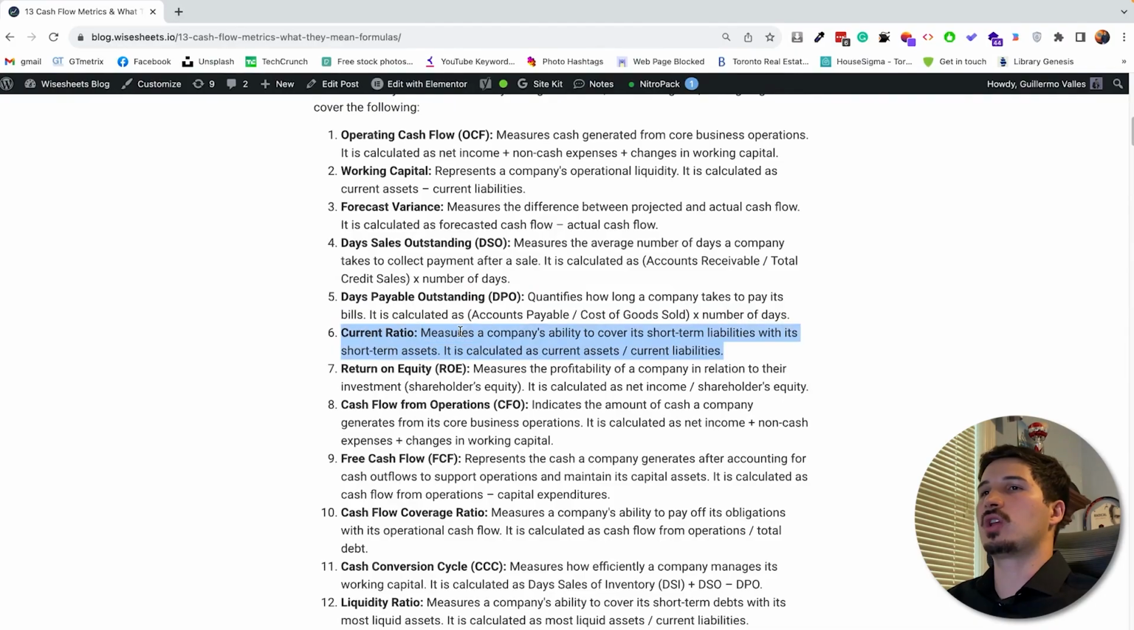Then we have the current ratio. This is very similar to the working capital, except you're dividing the current assets by the current liabilities of the business. So obviously, if you have more assets and less liabilities, that is a really good thing. So that is the kind of thing that you're looking for in this ratio.